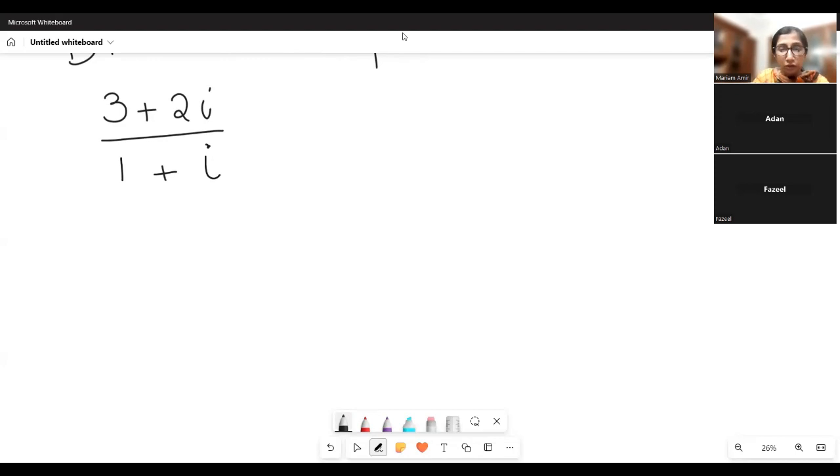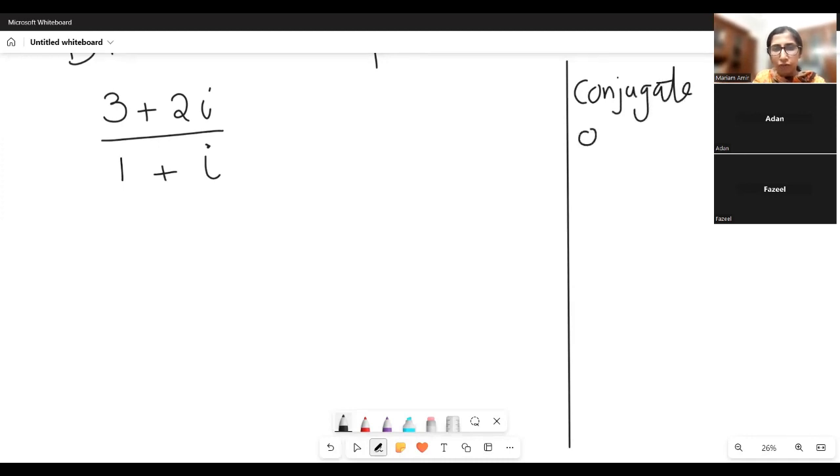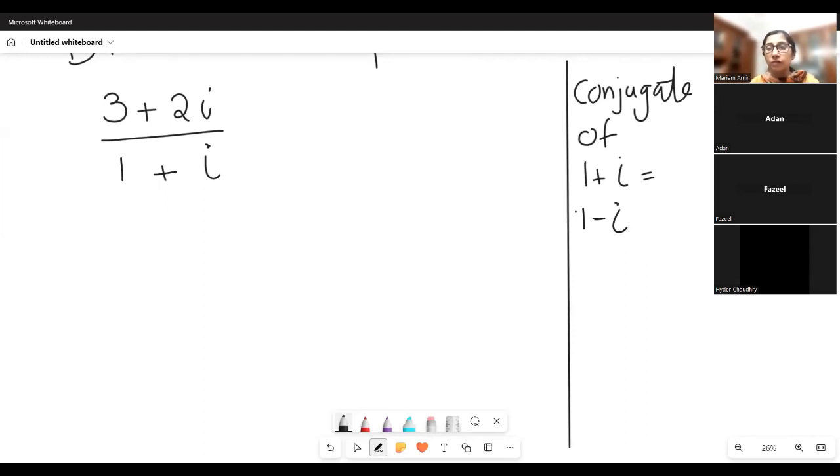Now, what is a conjugate of denominator? Let's talk about that here. Conjugate of 1 plus iota would be 1 minus iota. All you do is flip the sign of the complex part, of the imaginary part. So plus iota was the imaginary part, so now it becomes 1 minus iota.